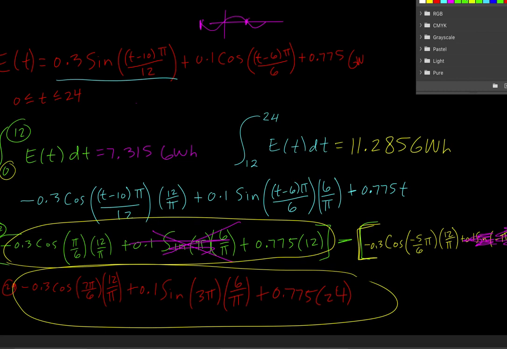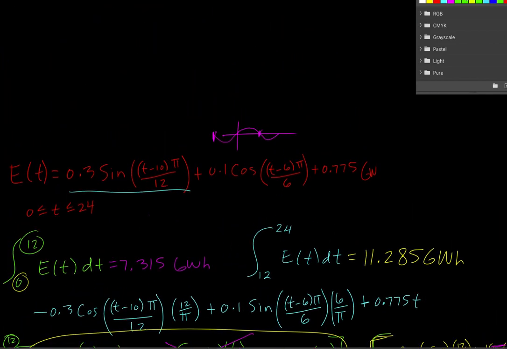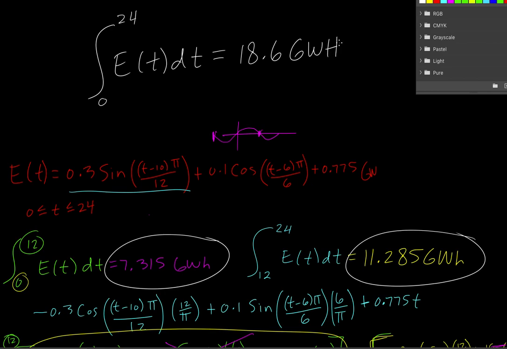Okay, and then finally, they ask us for this integral. I'm trying to get, we'll go up here. So the integral of E of t from 0 to 24. And so all we need to do is take 0 to 12 and add it to 12 to 24. And if we add those together, we end up with 18.6 gigawatt hours. Just adding these two numbers together.